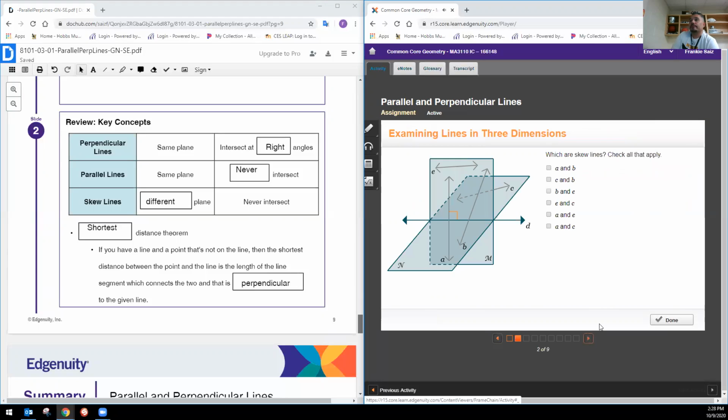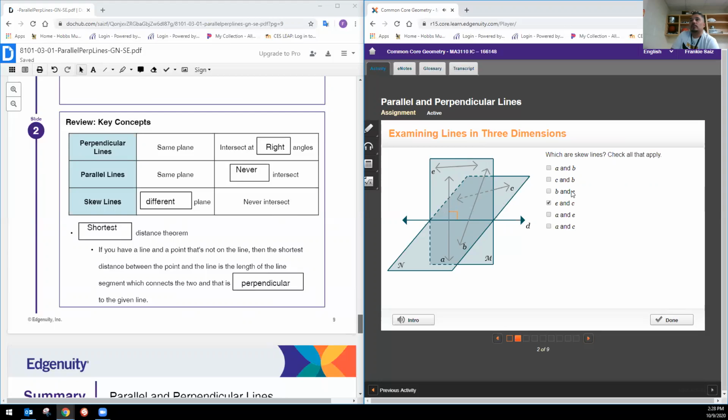Okay. Use the diagram to answer the question. Which lines are skew lines? Remember, skew lines are on different planes. So these two right here look like they're going to cross through each other, so it can't be that one. It can be on the same plane. They're on different planes and they never intersect. So C and E are on different planes and they never will. So I'm going to say it's C and E.